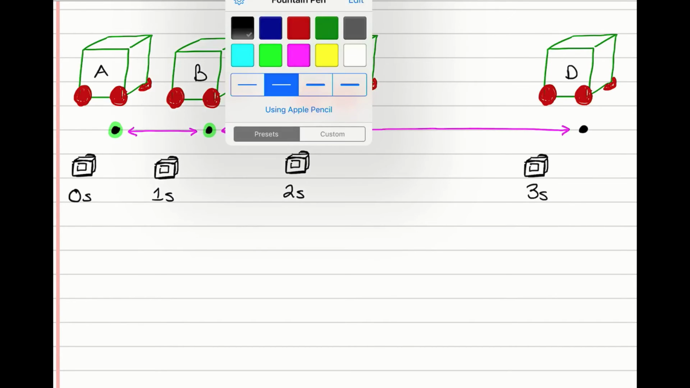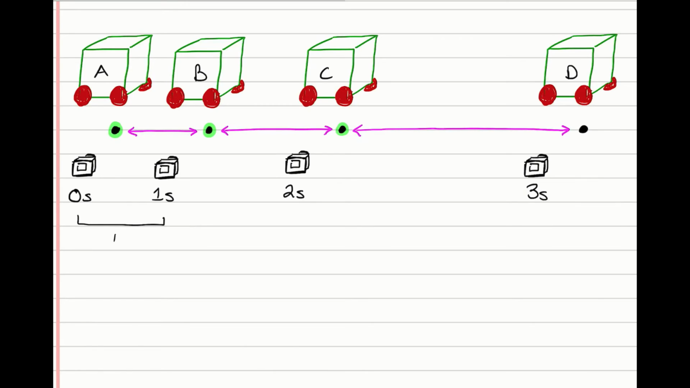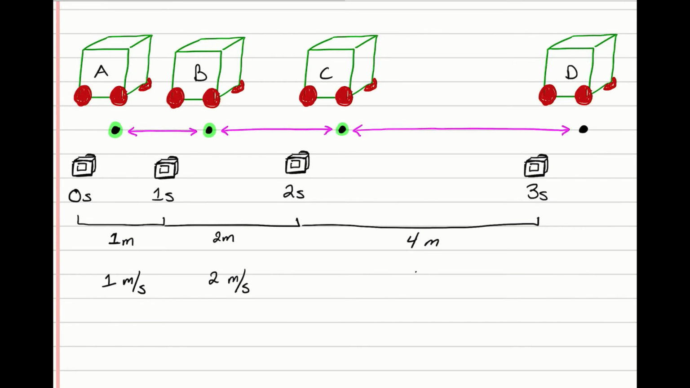This tells me that if the cart traveled 1 meter in a second, and it traveled 2 meters in that second, and it traveled 4 meters, and I'm kind of making these numbers up to make my point. In that second, this would have been 1 meter per second. This would have been 2 meters per second. This would have been 4 meters per second. These are speeds, okay? So this right here is a speed. This right here is a speed. This right here is a speed.